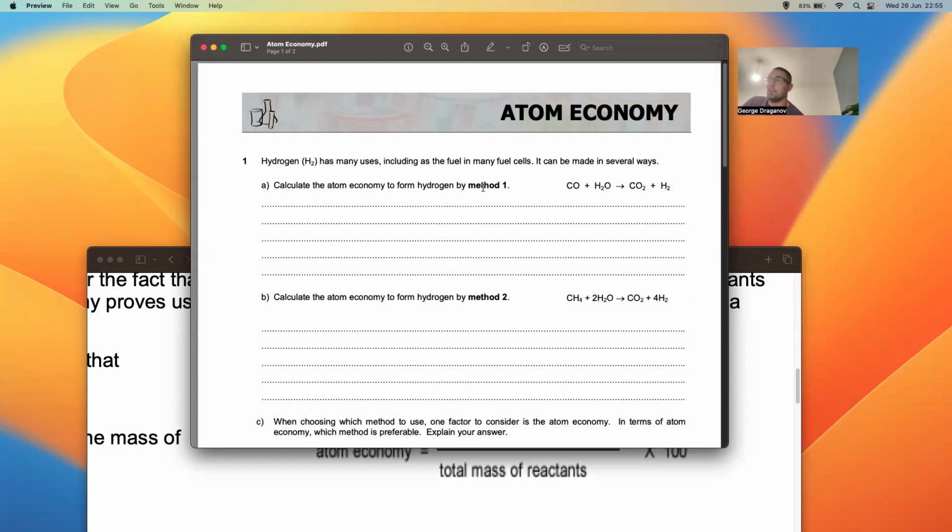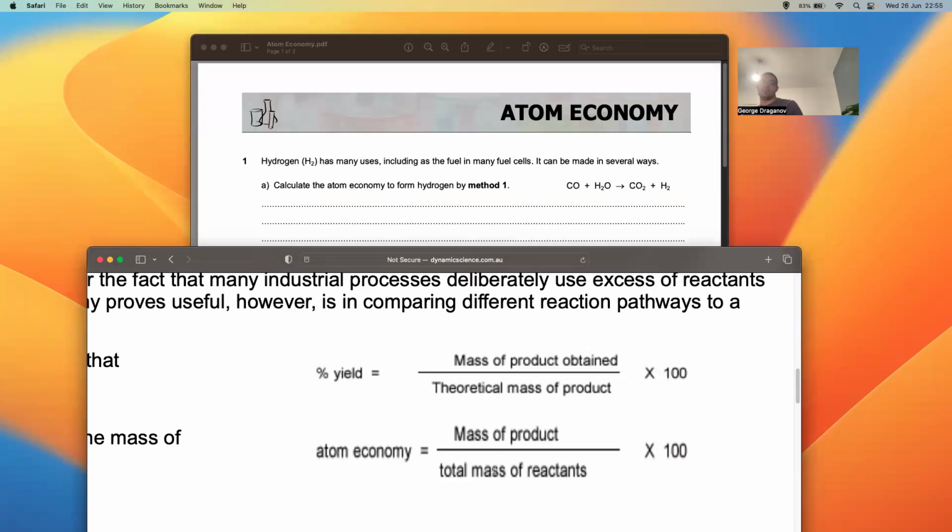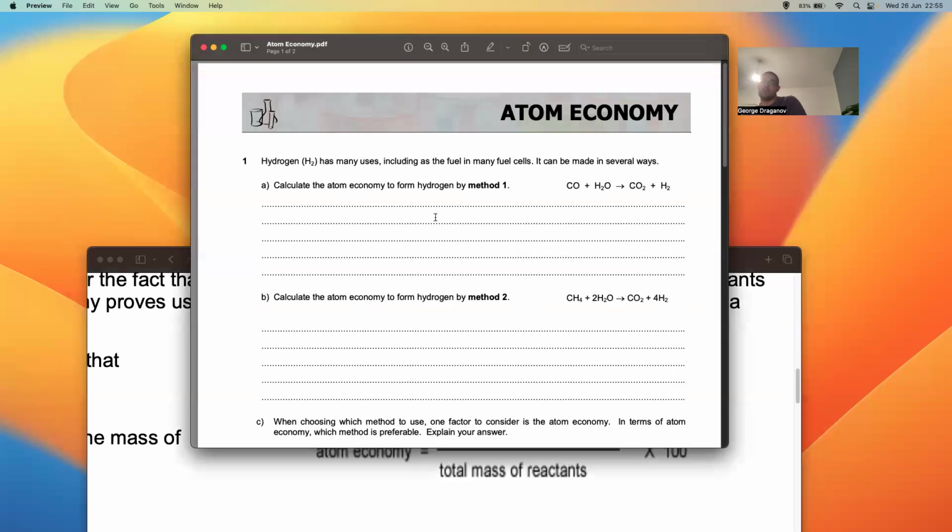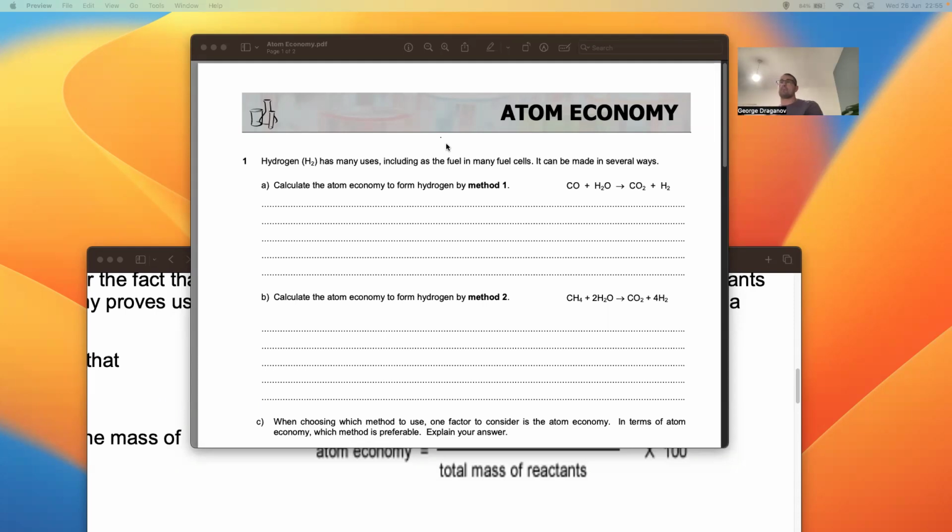This worksheet says method 1 and method 2. That's just referring to the fact that you can use either of the two atom economy formulae I showed you. I'm just going to stick with 1. There's no point for me to do 2. It's going to give the same answer. You don't need to use 2 methods.